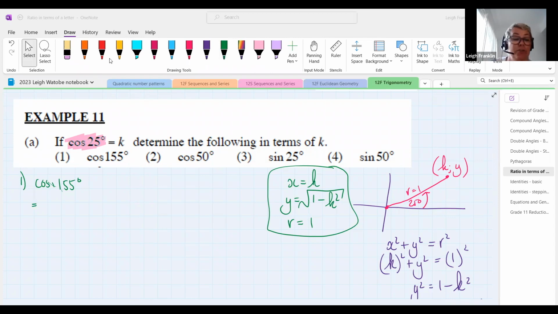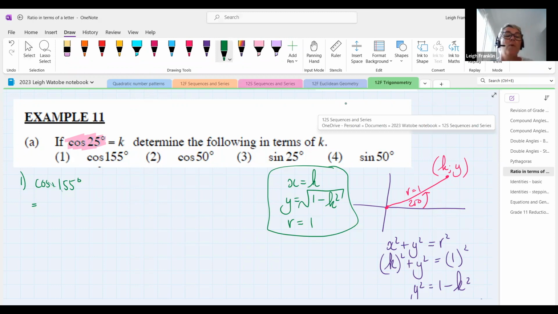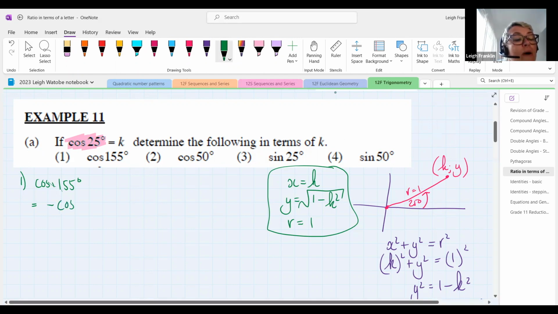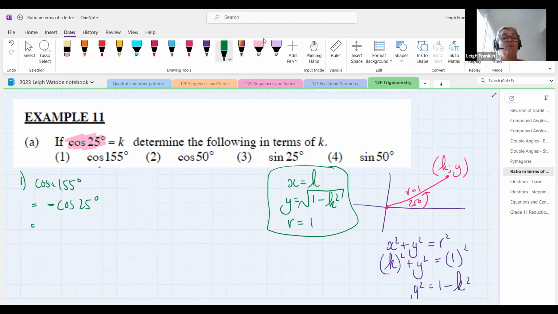I'm going to reduce. And what's my answer to my reduction going to be? If I use 180 minus, what am I going to end up with here? Careful with signs, Palesa. Remember 180 minus is quadrant 2, where cos is negative. There we go, negative cos 25. That is the biggest problem for us in trig, that we forget about signs. It must be negative. All right, Matrix.